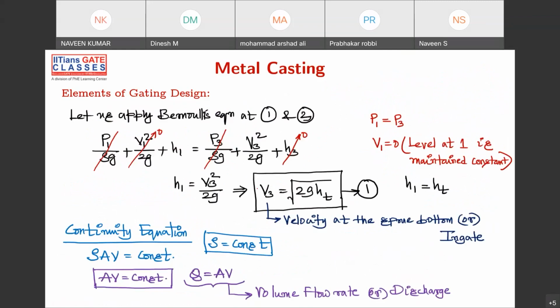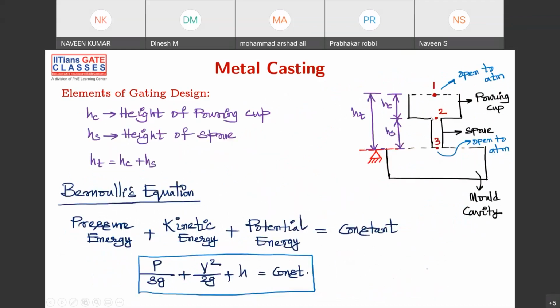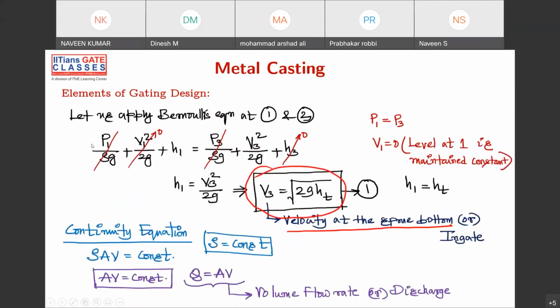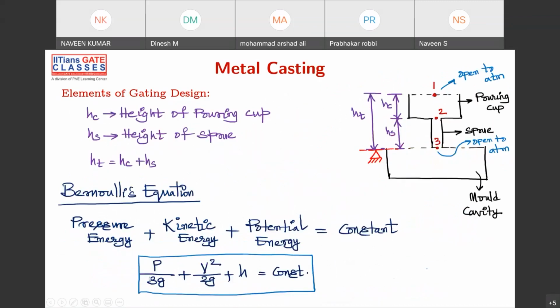So this is the answer. The velocity at the bottom of the sprue is under root 2gh. How did we get it? We got it by applying Bernoulli's equation between 1 and 3. The Bernoulli equation is P by rho g plus V square by 2g plus h is equal to constant.